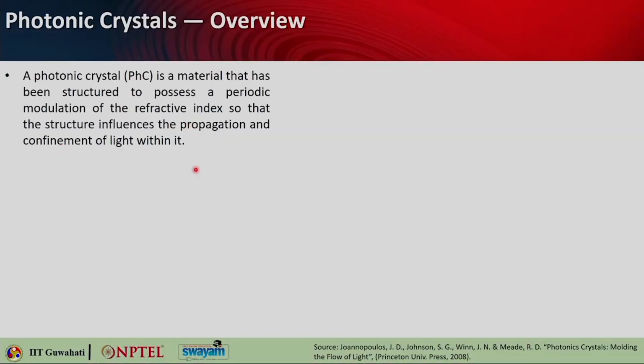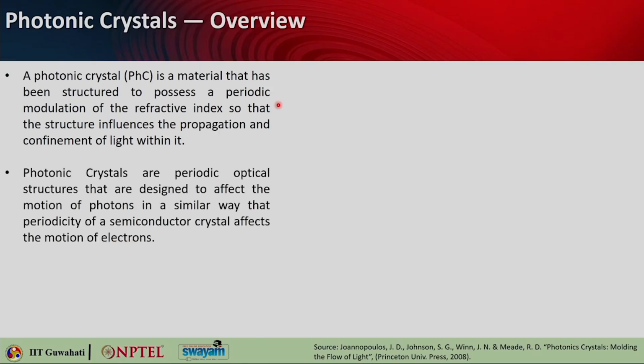Okay. So, when we discuss photonic crystals, you have to understand that this is basically a man-made material that has been structured to possess a periodic modulation of refractive index, so that the structure can influence the propagation and confinement of light within it. So, periodic modulation of refractive index. Photonic crystals are nothing but periodic optical structures that are designed to affect the motion of photons. In a similar way, the periodicity of semiconductor crystals affects the motion of electrons. So, there is a direct analogy you can draw between semiconductor electrons and photonic crystal photons.